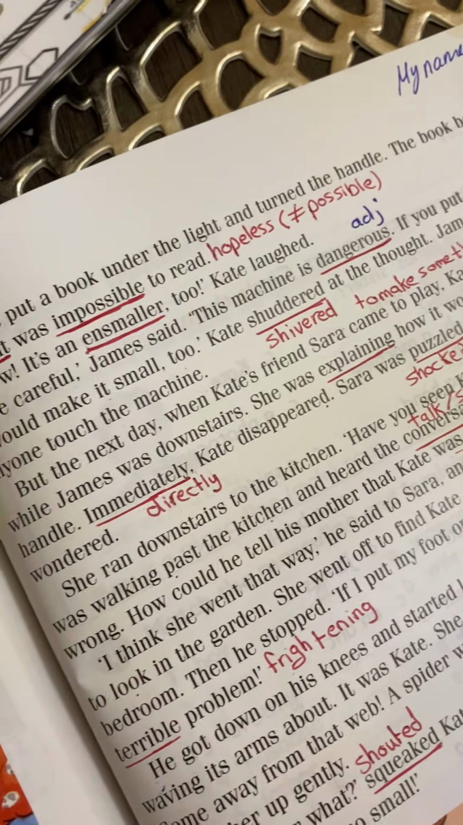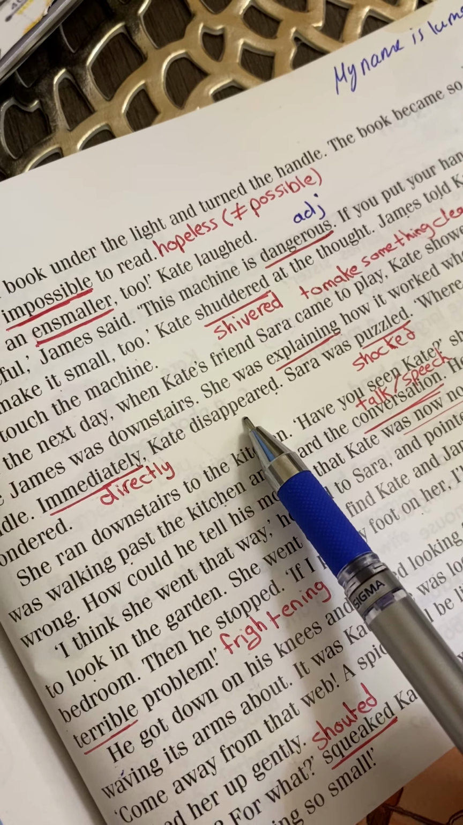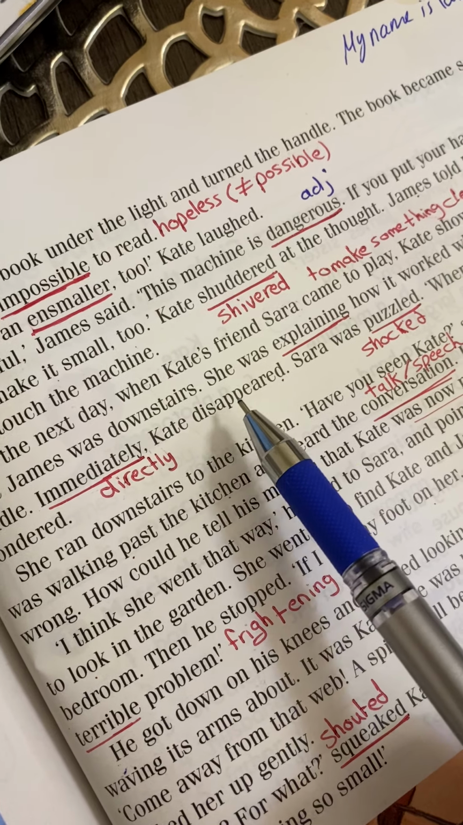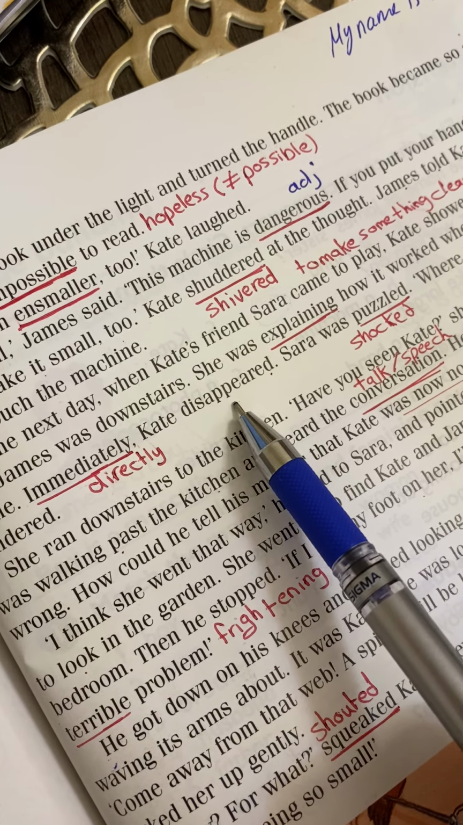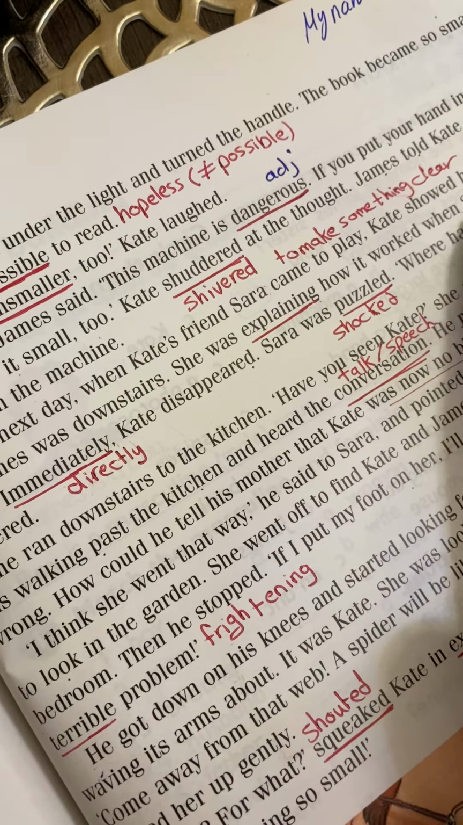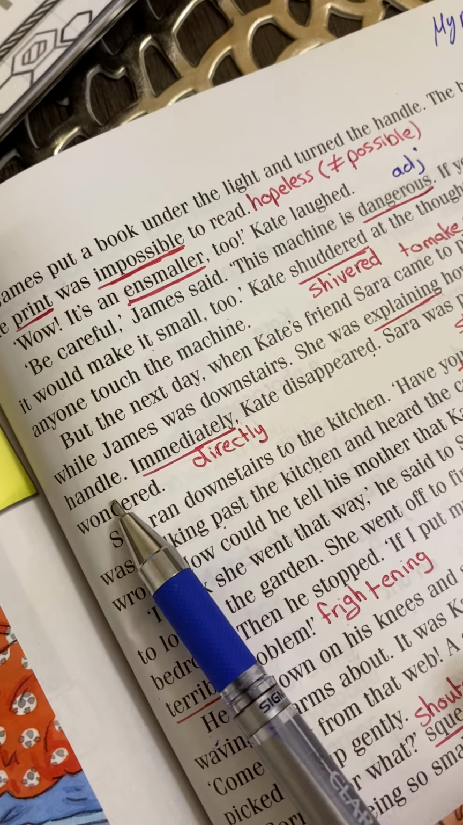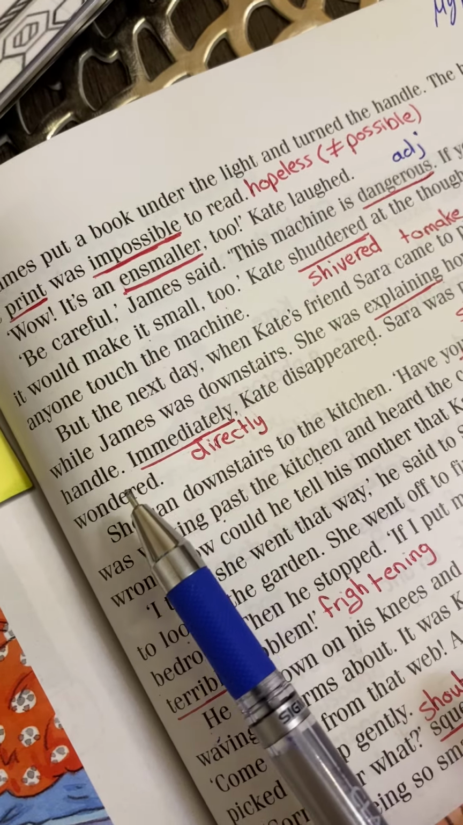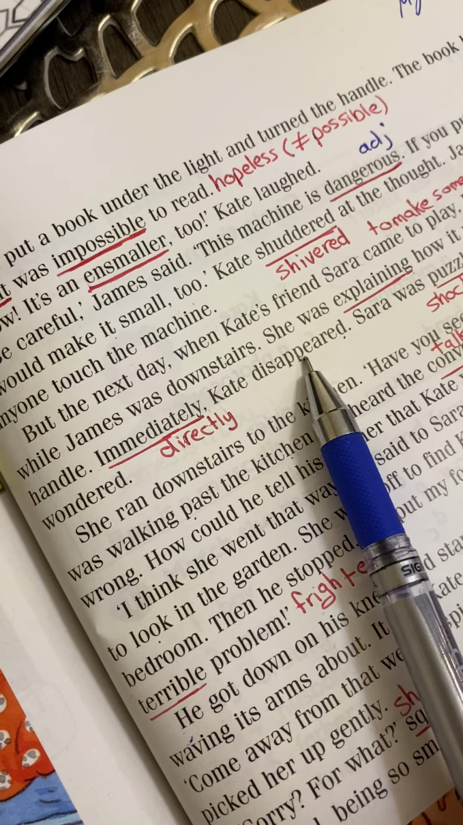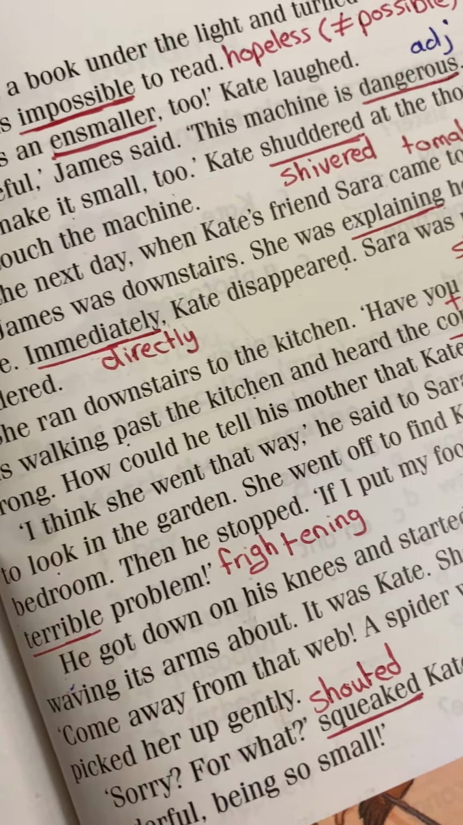When Sarah turned the handle, immediately Katie disappeared. Okay, so this is the wrong thing that happened. Sarah turned the handle. She turned on the handle. What happened? Immediately, Katie disappeared. Immediately. What's the meaning of immediately? Directly. Okay?